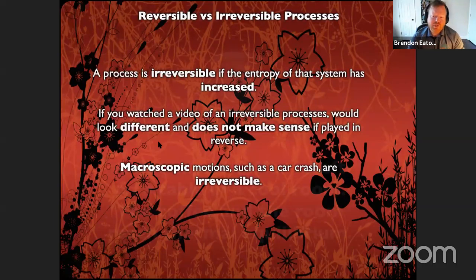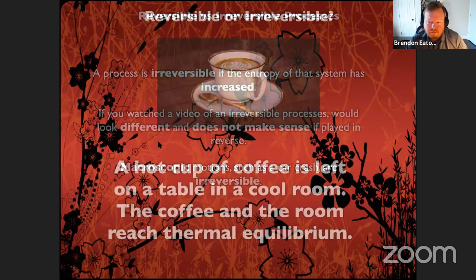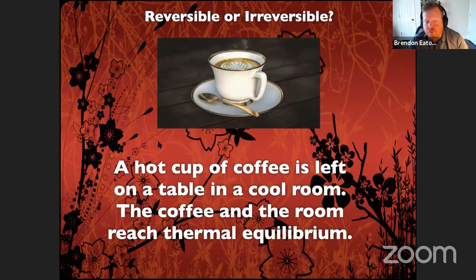So I've got a couple of questions for you, a couple of situations, and see if you can label those reversible or irreversible. Now, I'm not going to lie, I think you could argue me all day long about some of them, because if looked at from a different aspect, they could be reversible or irreversible. So if you took a hot cup of coffee and you left it on a table in a cool room, and after a long period of time, the coffee and the room reached thermal equilibrium, would you say that that's reversible or irreversible?